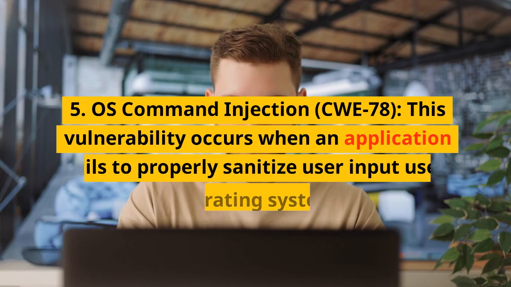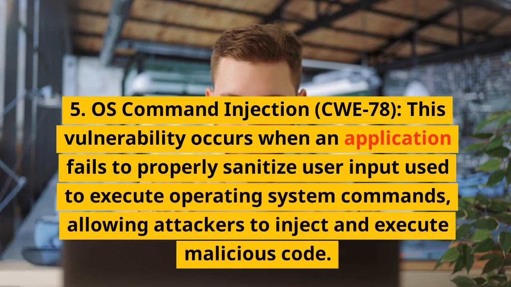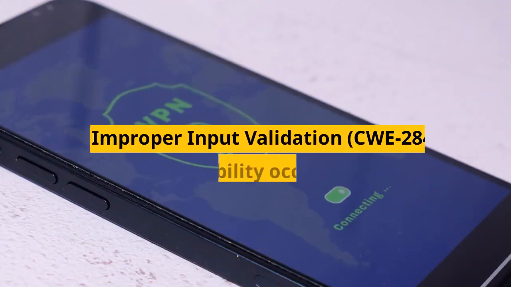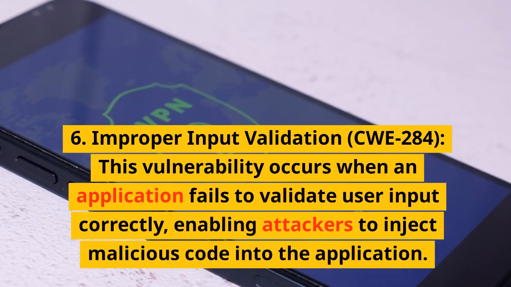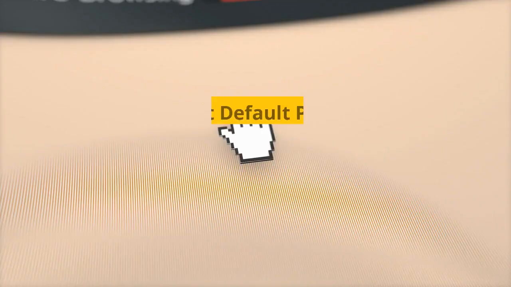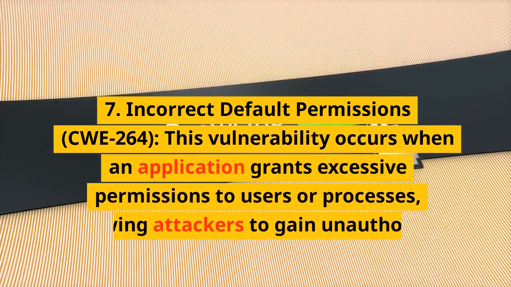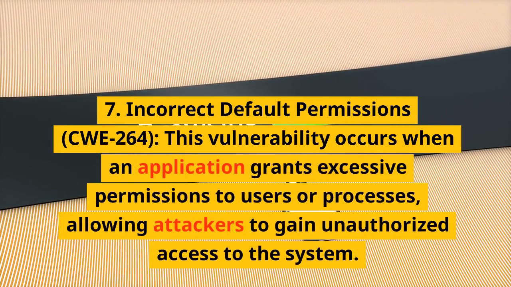5. OS command injection, CWE 78. This vulnerability occurs when an application fails to properly sanitize user input used to execute operating system commands, allowing attackers to inject and execute malicious code. 6. Improper input validation, CWE 284. This vulnerability occurs when an application fails to validate user input correctly, enabling attackers to inject malicious code into the application.